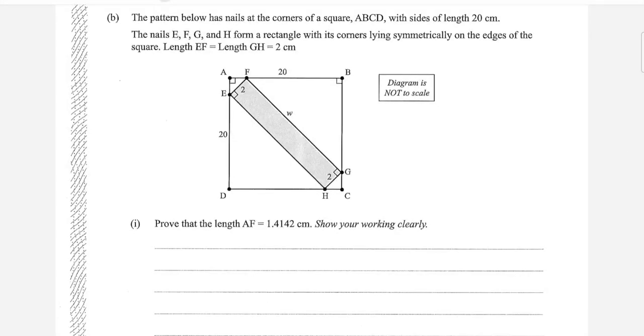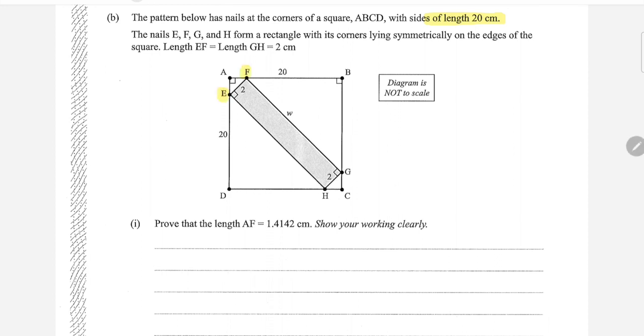Hi guys, so let's do this question. A pattern below has nails at the corner of a square ABCD with side lengths 20 centimeters. So the square has length 20 centimeters. The nails EFGH form a rectangle with its corners lying symmetrically.